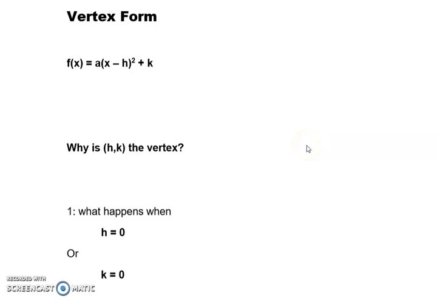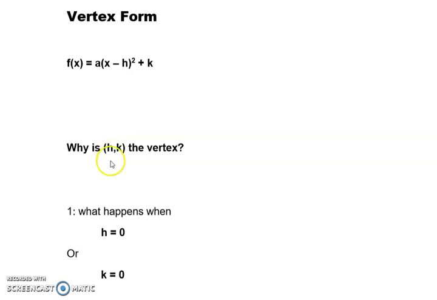Today we want to talk about vertex form of the parabola. We want to look at the function y equals a times (x minus h) squared plus k. We want to talk about why the vertex form gives you the shape that it gives you, and why it tells you where the vertex is.